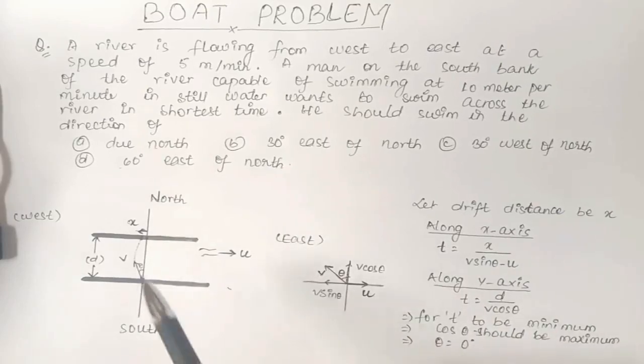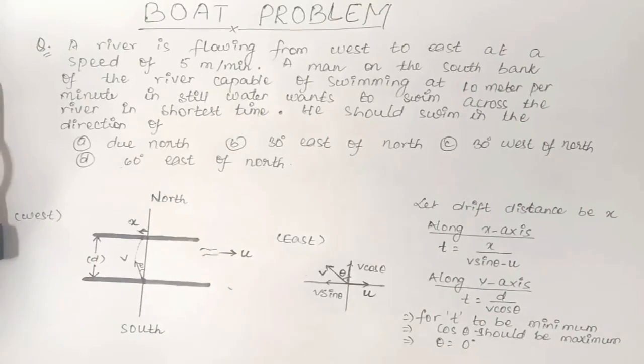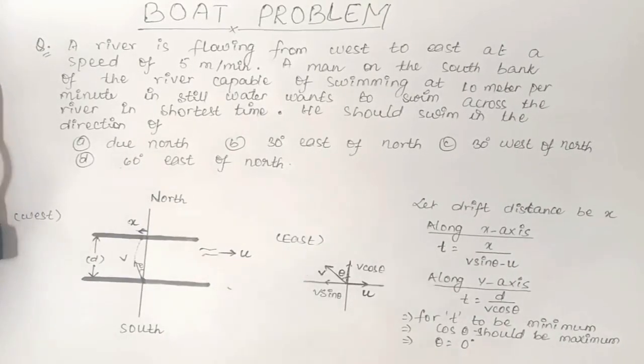So I think you have understood what is drift distance. Drift distance is the horizontal distance a boat will cover.